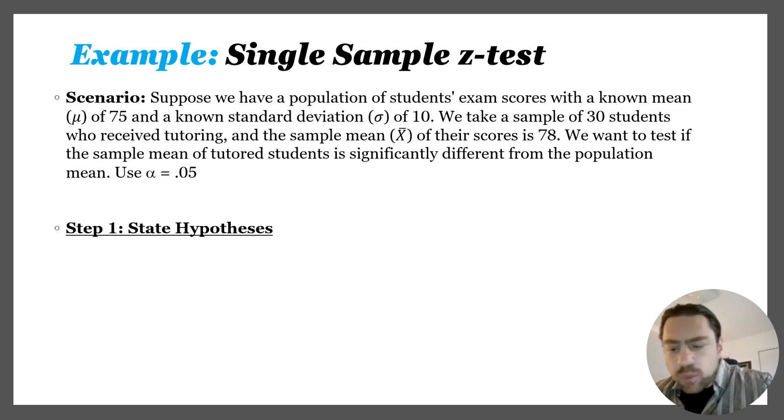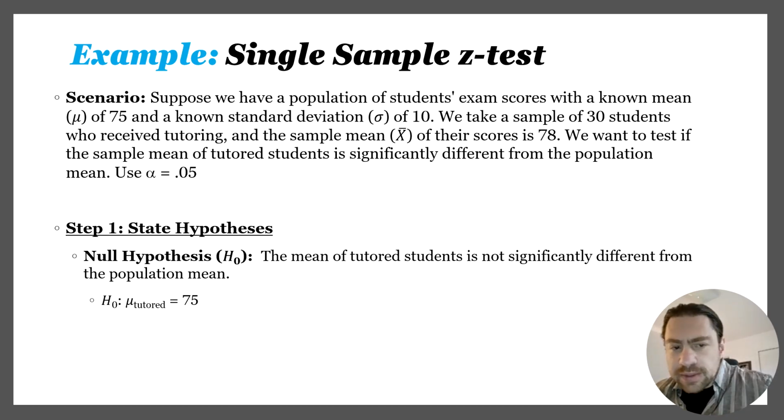Okay, so then step one is to state the hypotheses. The null, H subscript 0, should sound something like this. The mean of tutored students is not significantly different from the population mean. In symbols, mu of tutored, the mean of tutored students, is equal to 75 because that is the population mean that we are comparing the tutored students against.